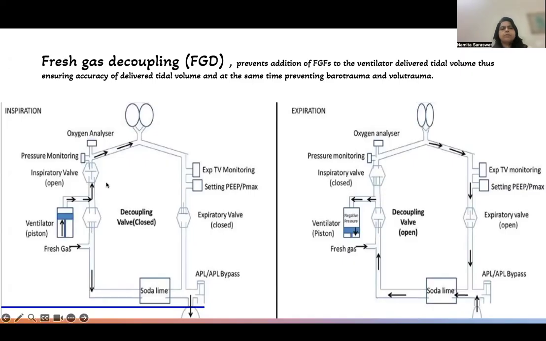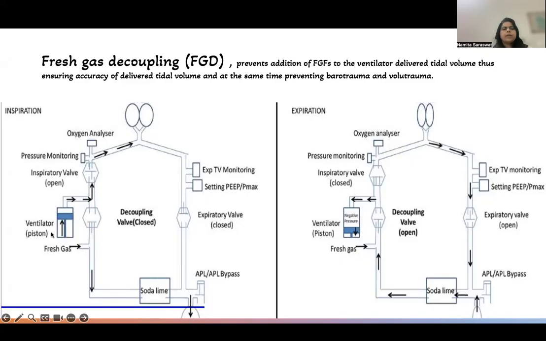How does this happen? You see in this picture. This is inspiration. What is happening during inspiration? The fresh gas flow is moving from here. However, this is the decoupling valve, which is closed. Fresh gas flow will come here, then it will go through the soda lime into the reservoir bag. The reservoir bag will expand.